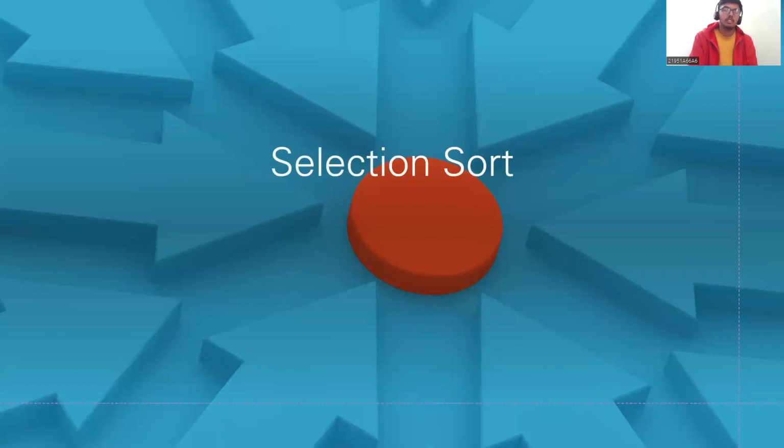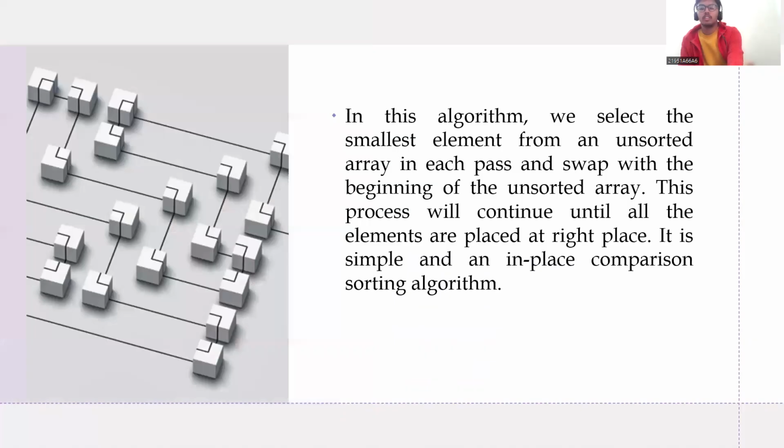Selection sort. In this algorithm, we select the smallest element from an unsorted array in each pass and swap it with the beginning of the unsorted array. This process will continue until all the elements are placed at the right place.